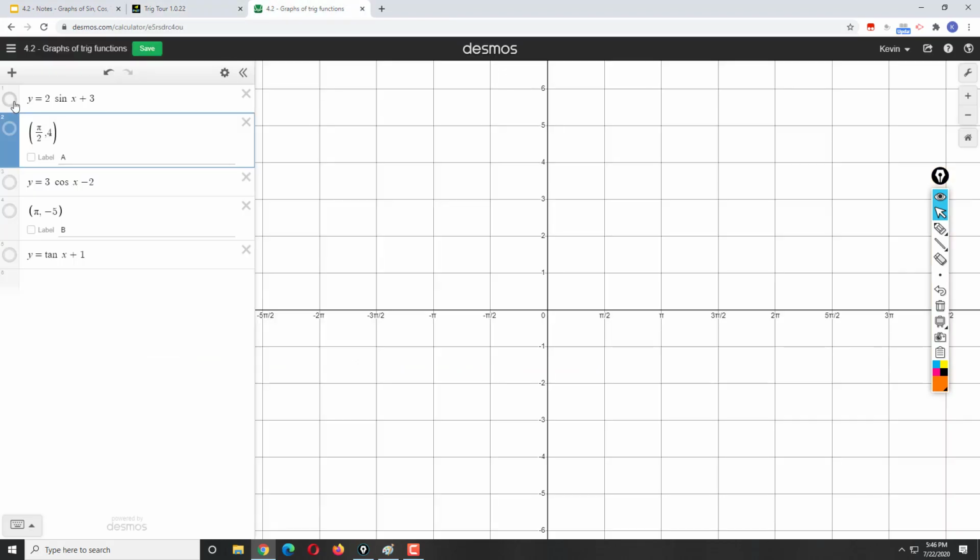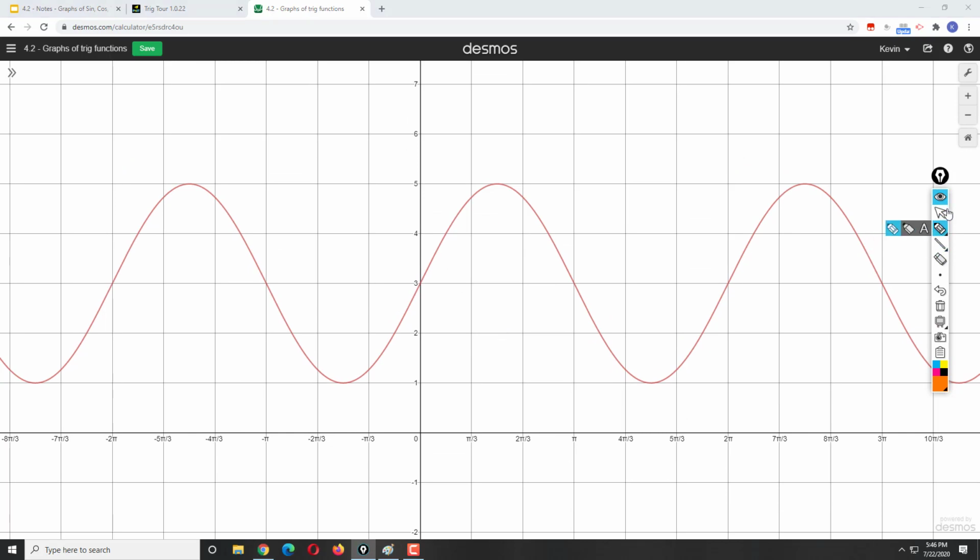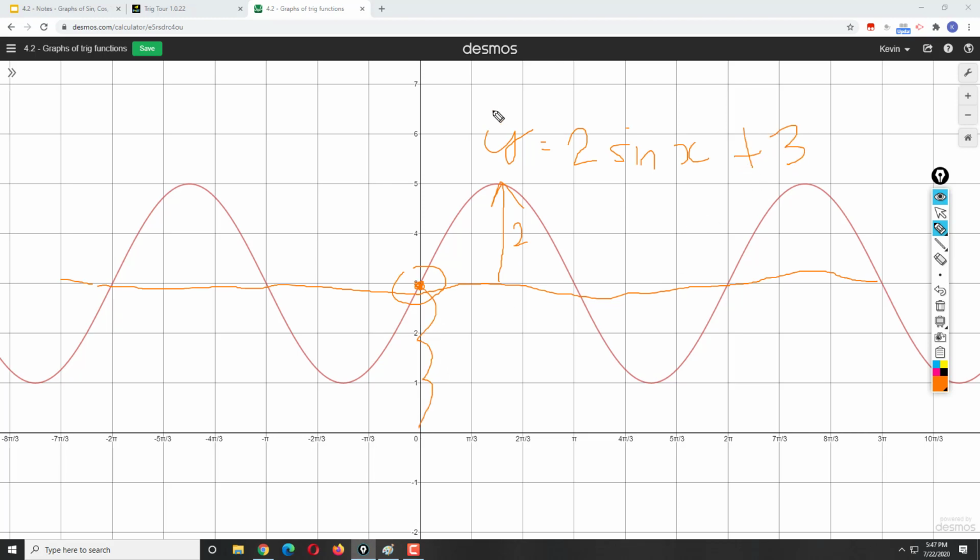Let's look at some graphs. Here's the first one. Here's the equilibrium, the 0, the middle point. The graph starts at the middle. So that means this has to be some sort of sine function without phase shift, sine x. How much do we go up? We go up by 2. That's called the amplitude. So the function is not just sine x, it's 2 sine x. Furthermore, the y-intercept is 3. So this function has to be y equals 2 sine x plus 3.